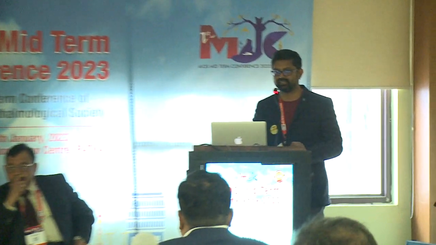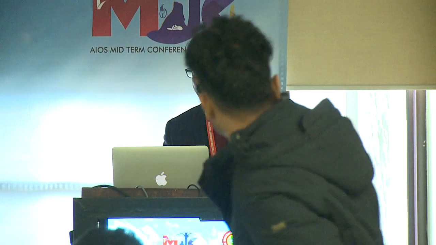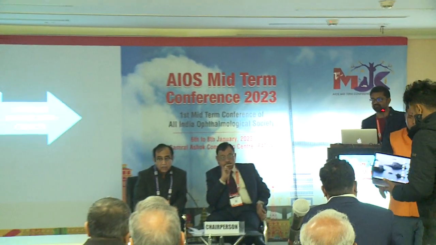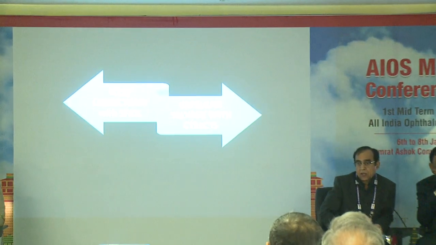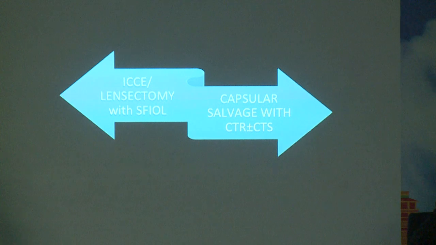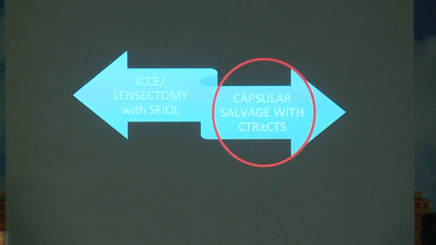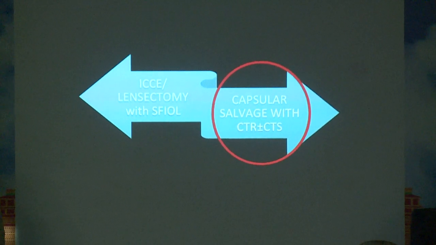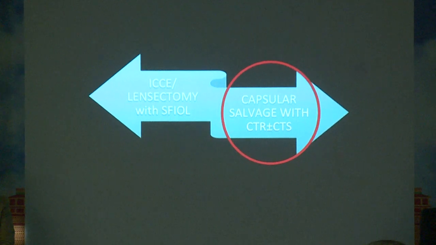So may I proceed. First of all, thank you to All India Ophthalmic Society for giving me the opportunity. Today I would be speaking on management options in subluxated cataract through hooks and rings. Whenever we encounter a case of subluxated cataract, there are two ways you can go. One, you can go for an ICC and lensectomy with SFIL, which is primarily the domain of a VR surgeon, or you can go for a capsular salvage with CTR and CTS segments, augmenting your outcome. I will today primarily speak on capsular salvage with CTR and CTS.